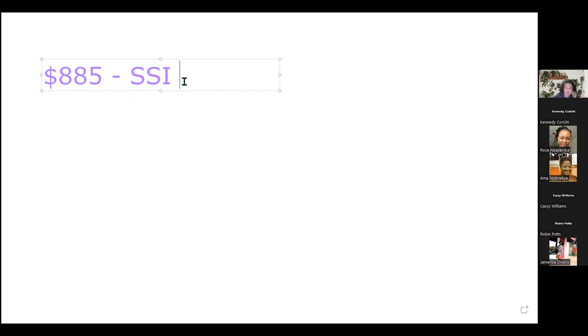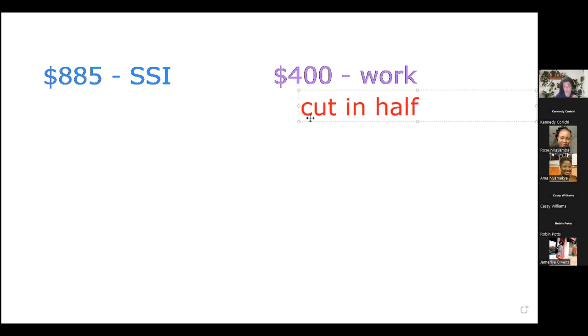Okay, so they get $885 through SSI, right? And let's say they go to work, and at work they make $400 a month. So they take this $400 and cut it in half. That gives you $200, right? And then it's $85. If the individual has no income other than earnings, the earned income exclusion is $85. So what you end up doing is you minus 85 and you also minus 200, because that's the magic number.